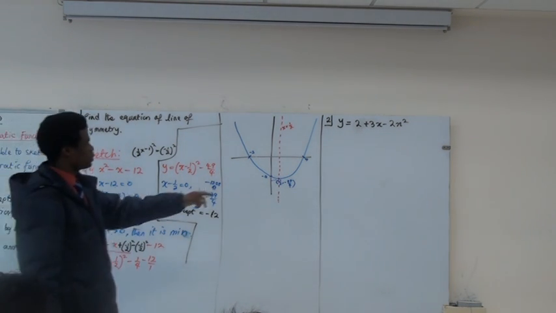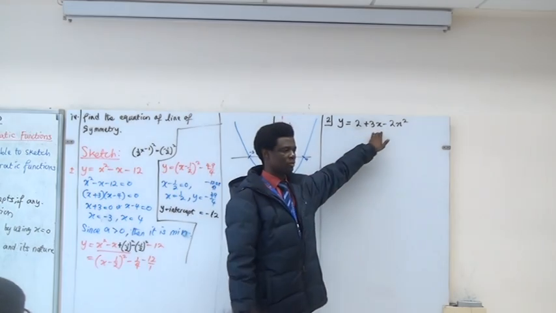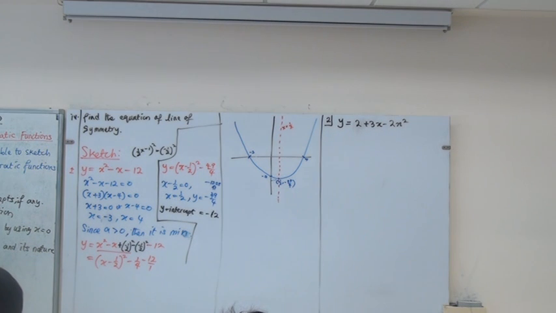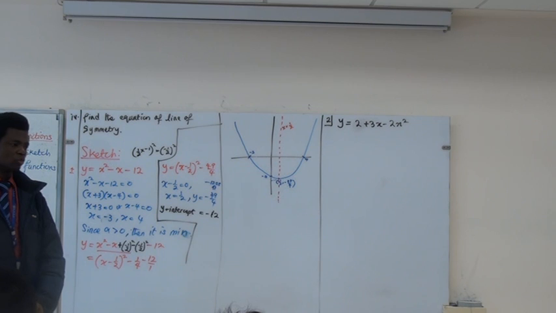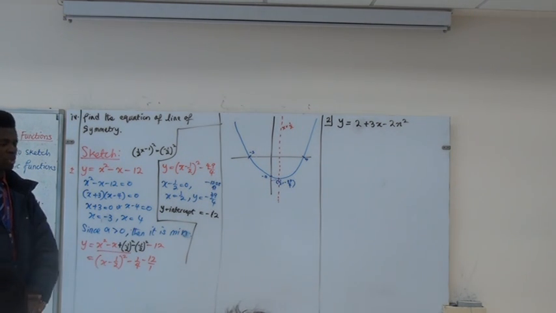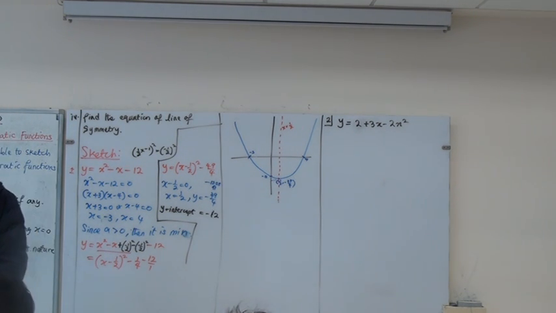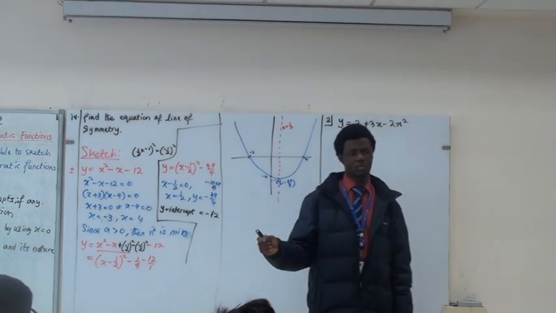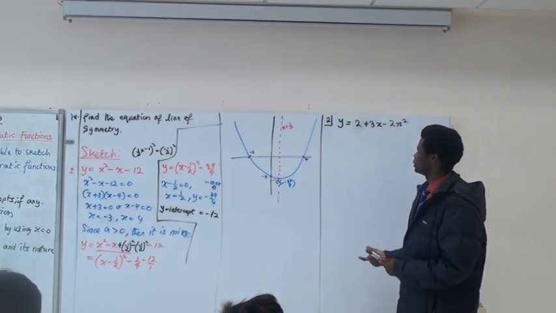Would anyone be confused when you see this type? Because I only did the one with x squared and I only did the one with positive. Will anyone be confused? Or we've done negative before, right? So you just do the same thing. What would you do? Anyone give me an idea? Yanko looks confused. How do you take out the negative?